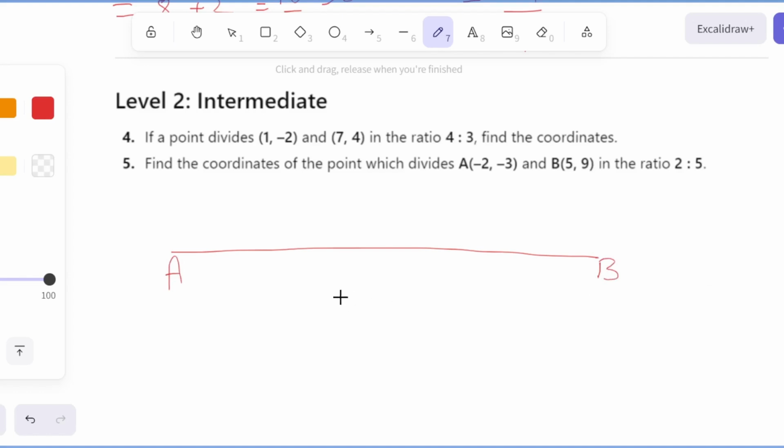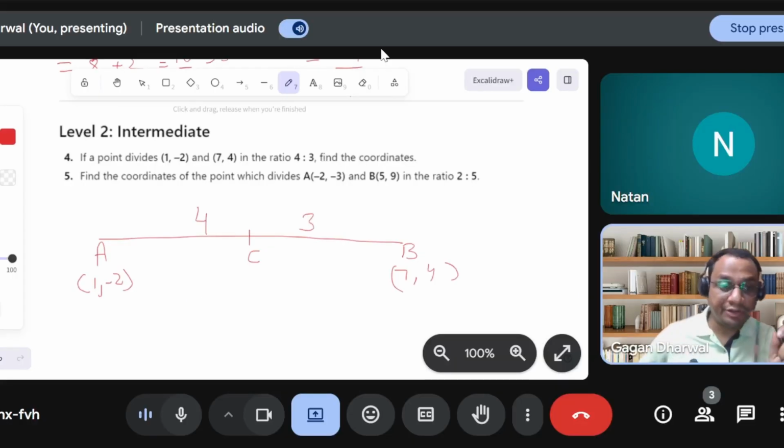So can I do this one, Nathan? These points: A is (1, minus 2), and B is (7, 4), and there's a point C which divides this in the ratio 4:3. The midpoint formula is only when, Nathan, the ratio is 1:1. But here the ratio is not 1:1. That's the reason I took a ratio other than 1:1.